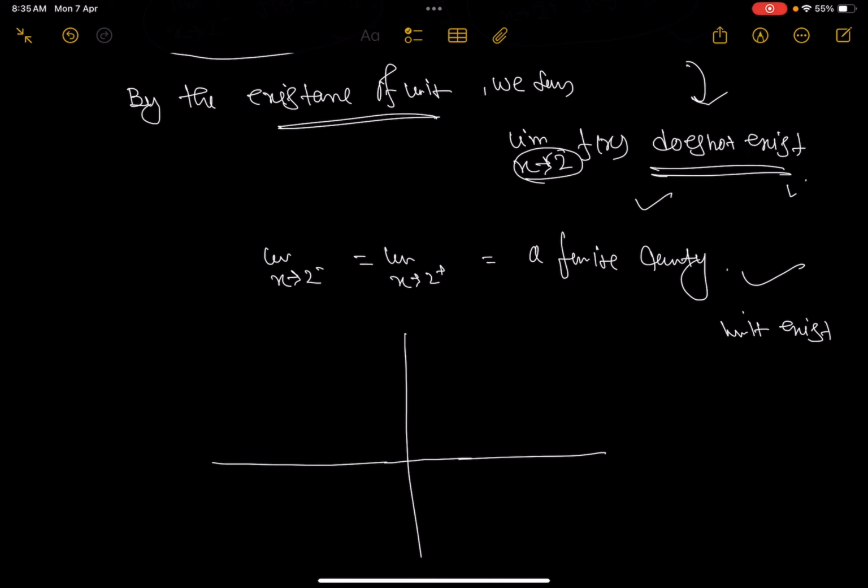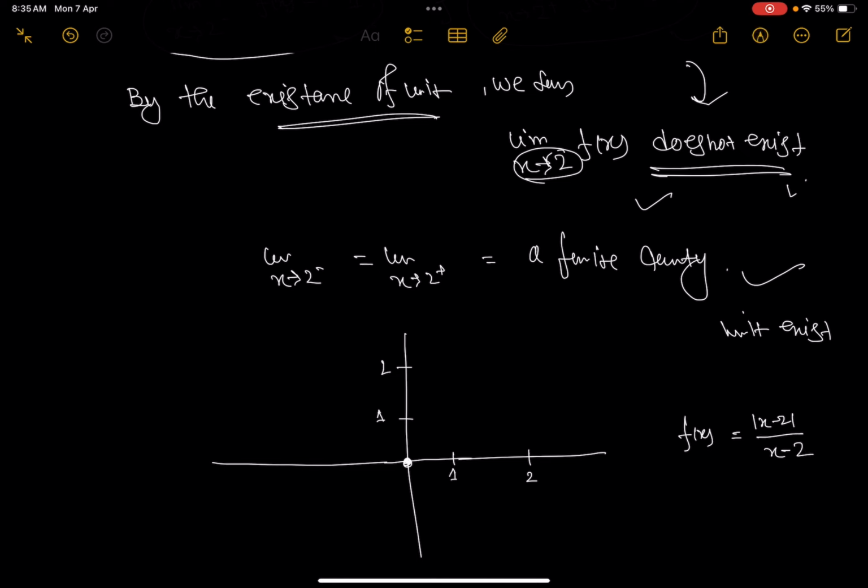Okay, then this is 1, this is 2, this is 1, this is 2, this is 0, this is origin, this is 1, this is 2, this is 1, this is 2. Okay. For this case, if we plot the graph, what is function f of x? Function f of x equals mod of x minus 2 by x minus 2.